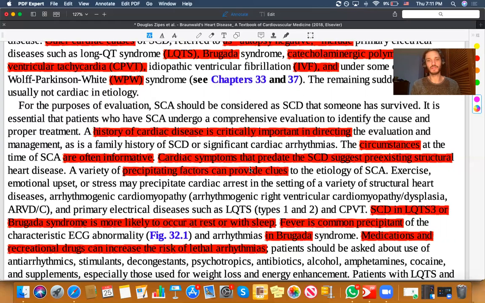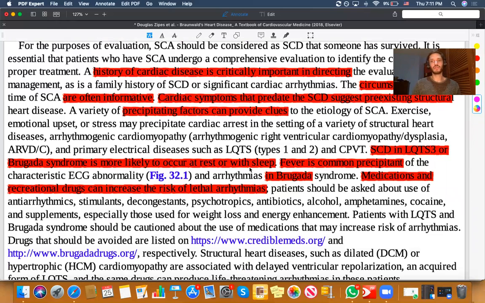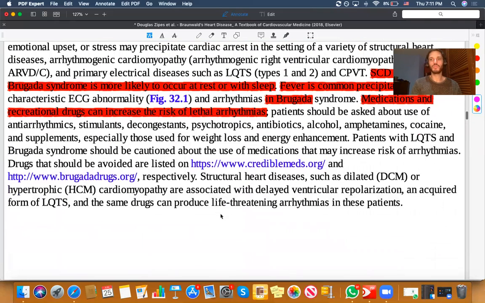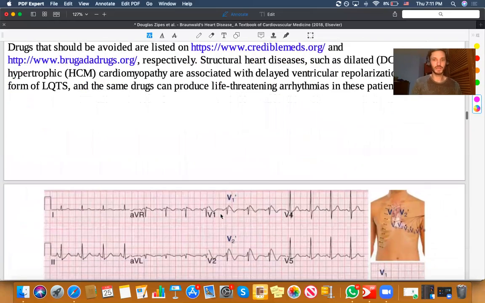Then we have some characteristics: SCD in long QT syndrome type 3 or Brugada syndrome is more likely to occur at rest or with sleep. So if the patient tells you that this happens during sleep or it happened at rest, okay, it could be one of these bad guys, type 3 long QT or Brugada. If this was produced by fever as a precipitant, think of Brugada. And also medications and recreational drugs must be questioned for. So you have two different websites to go into to check if any of these might produce QT prolongation or any other alteration leading to this.